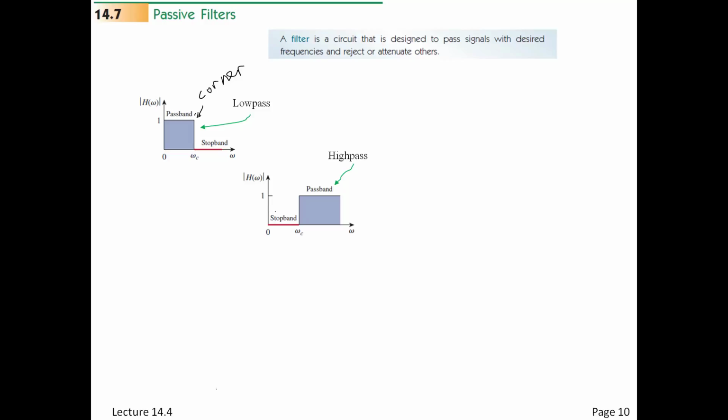The next type would be to reverse the situation. Pass the high frequencies, stop the low frequencies, and again the corner. Now there's some other possibilities here. A natural one would be, well, I've got a whole range of frequencies right here. Whoa, a long range of frequencies. And I want to pass some in the middle.